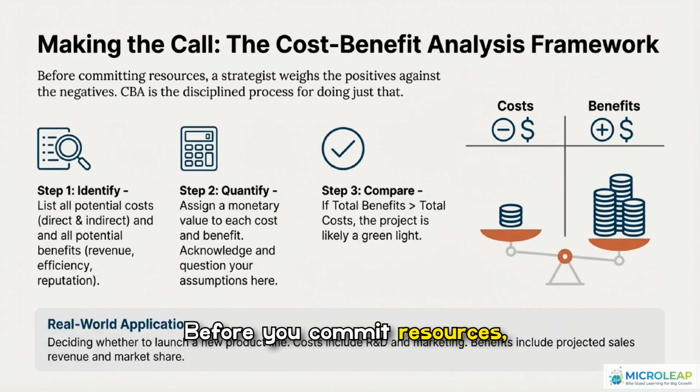Before you commit resources, run a disciplined cost-benefit analysis. Identify all costs and potential benefits, assign monetary values, and question your assumptions. Then compare totals to decide. This framework helps decide things like launching a product line by weighing R&D and marketing against projected sales and market share.